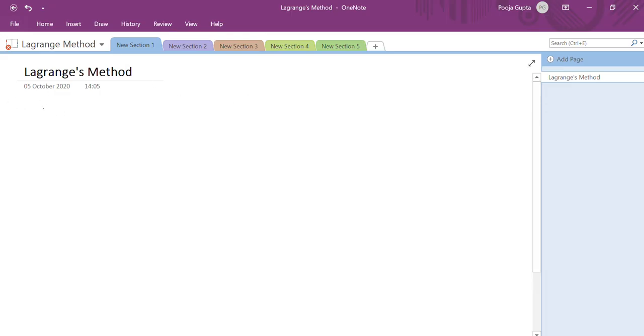Hello students, today we will talk about Lagrange's method of solving Lagrange's linear equations. For that, first we will see what Lagrange equation is.